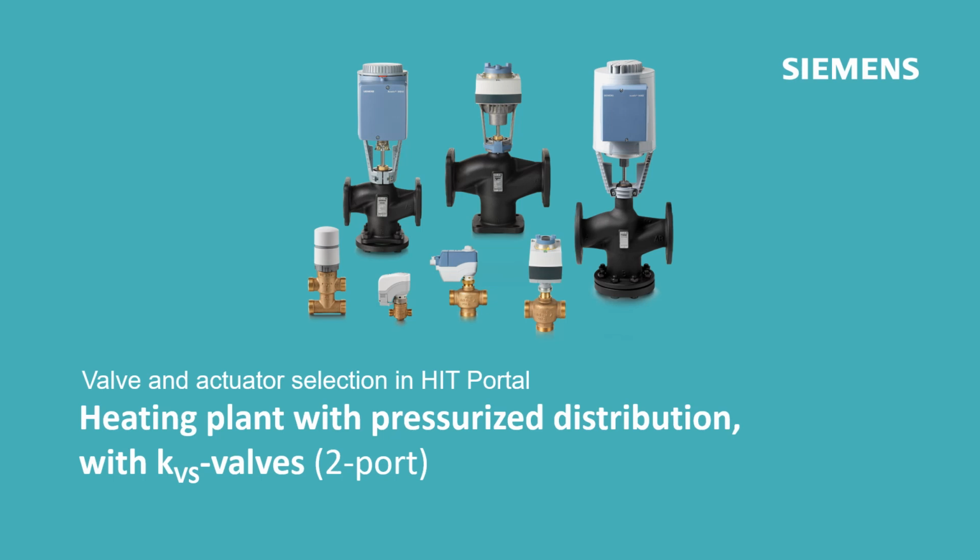Welcome to this tutorial, Valve and Actuator Selection in HIT Portal. This example is for a heating plant with pressurized distribution with 2-port kVS valves.